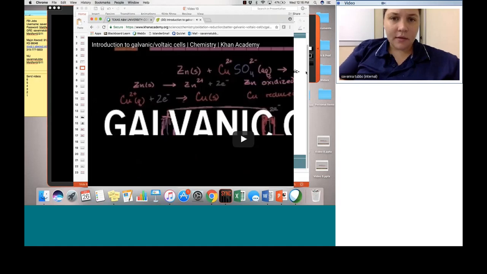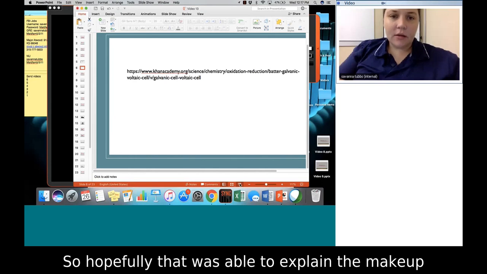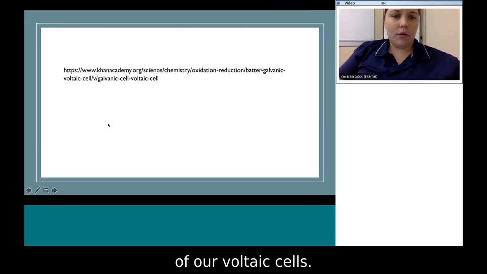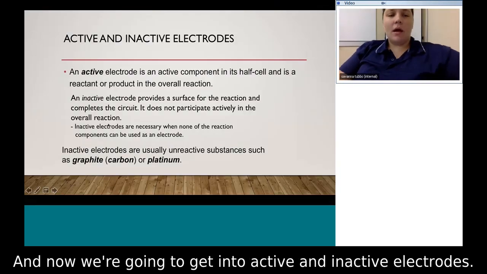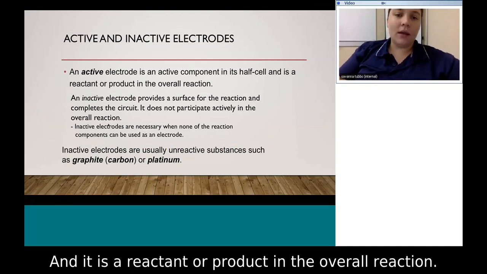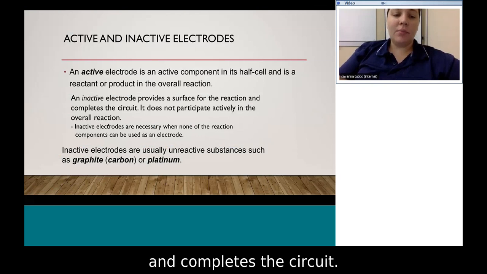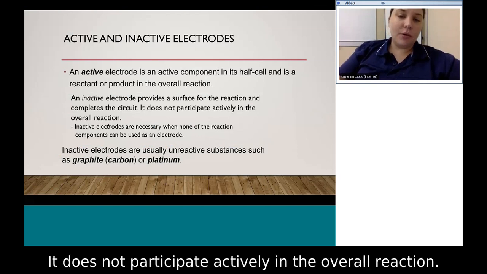All right. So hopefully that was able to explain the makeup of our voltaic cell. And now we're going to get into active and inactive electrodes. An active electrode is an active component in its half cell, and it is a reactant or product in the overall reaction. An inactive electrode provides a surface for the reaction and completes the circuit. It does not participate actively in the overall reaction.